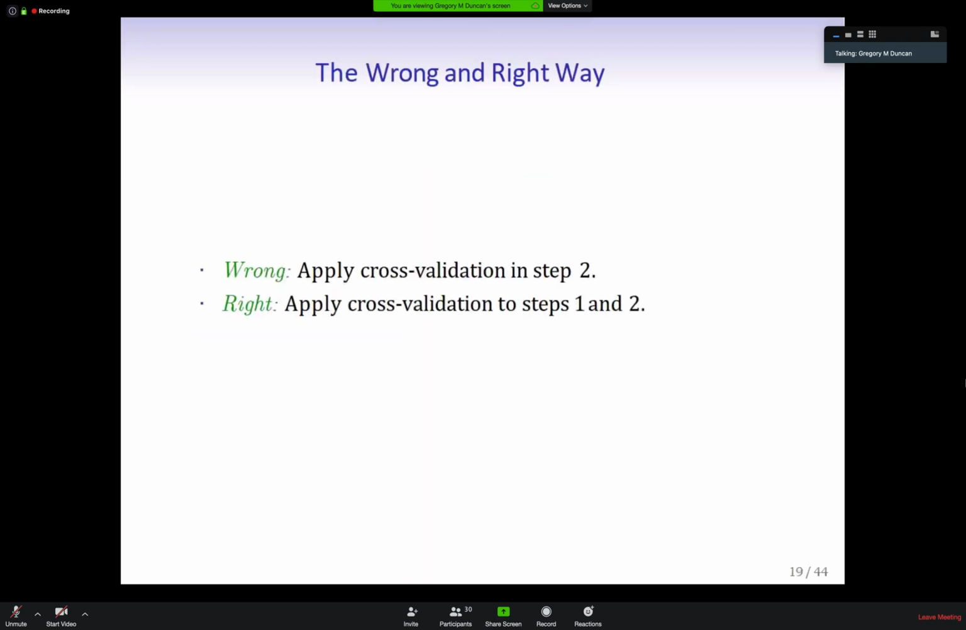So wrong is to apply cross-validation in step 2, and right is to apply cross-validation in steps 1 and 2. Wrong is to apply cross-validation in the latter steps. Right is to apply cross-validation to all steps. So that means when you split your data into the folds, it's the original data that gets split into the folds, not the post-processed data.